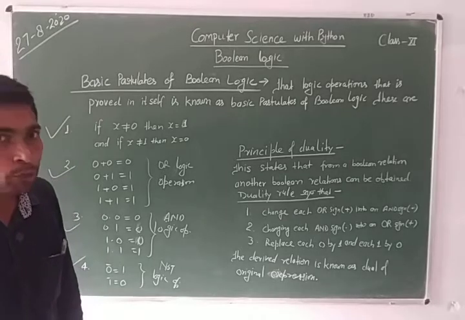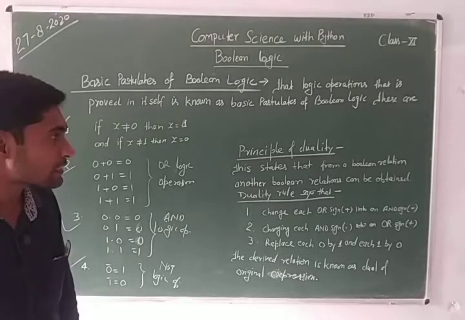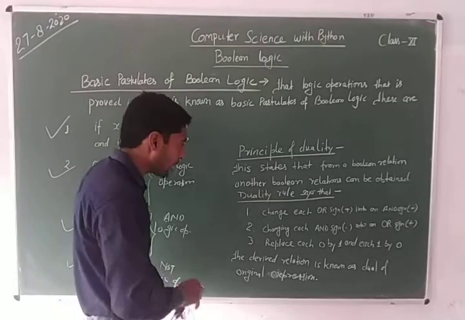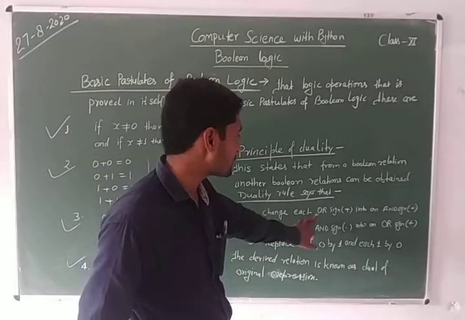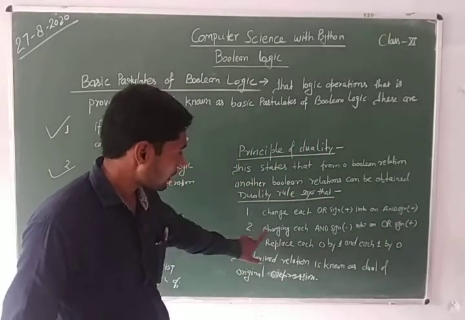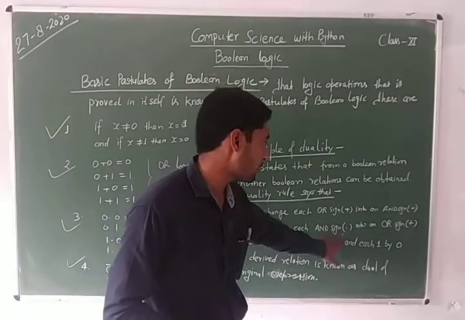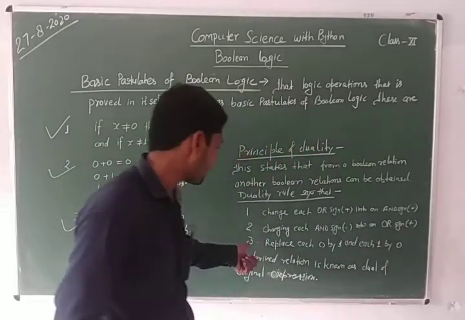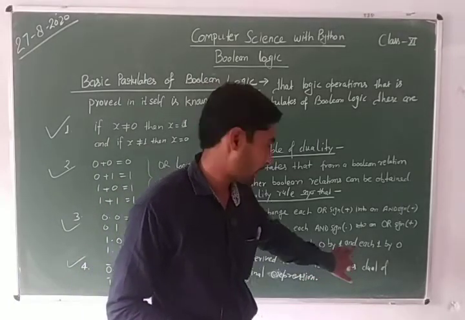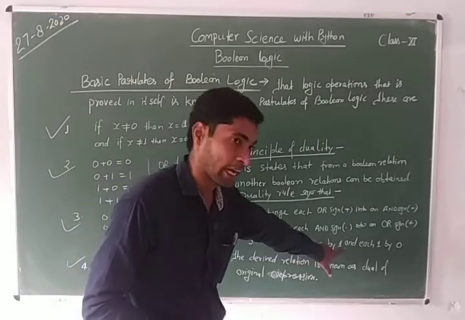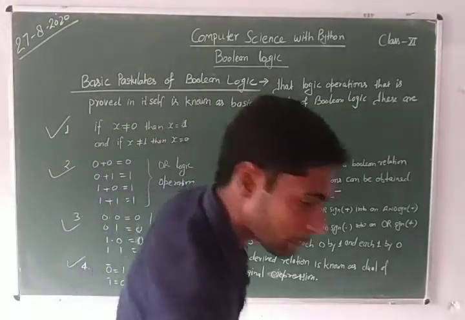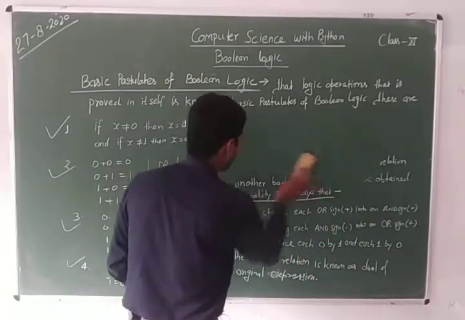How can we derive a new Boolean expression from a given Boolean expression? This is with the help of some rules. First, change each OR operation into an AND sign. Second, change each AND sign into an OR sign. And third, replace each 0 by 1 and vice versa, meaning replace each 0 by 1 and each 1 by 0. Now let us take an example on the principle of duality.